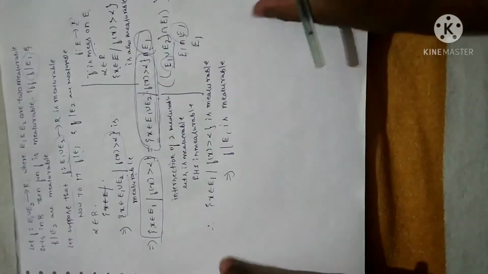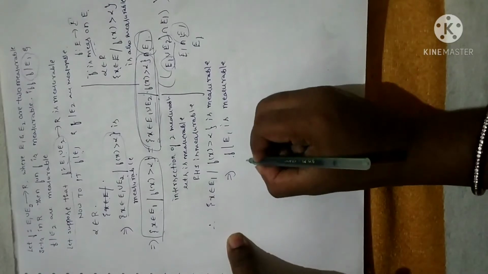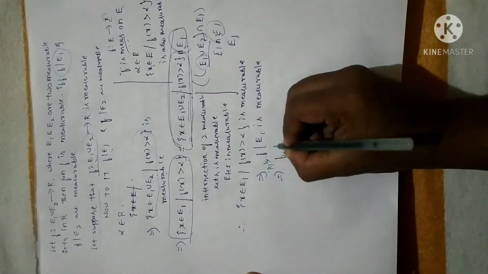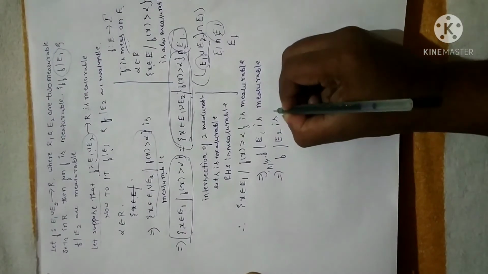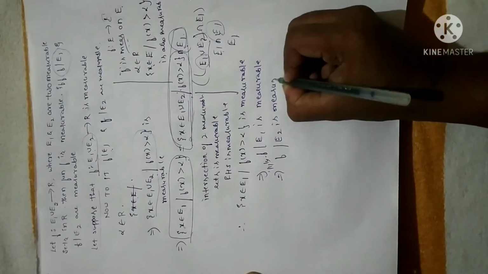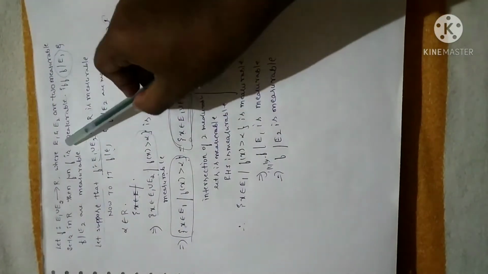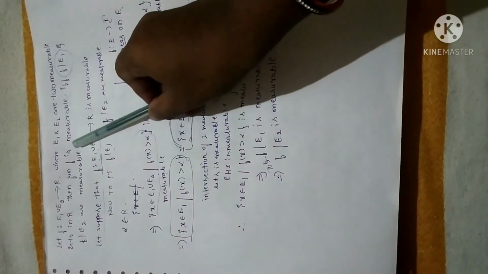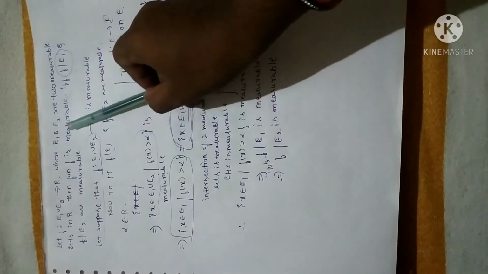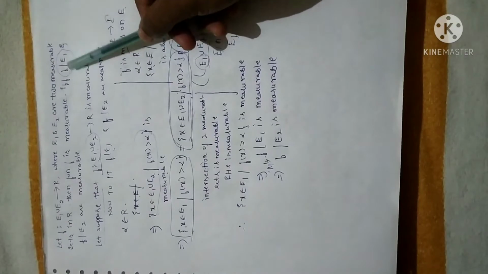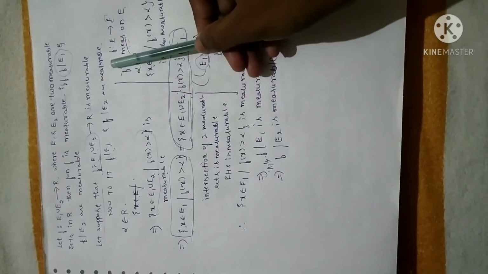Clear? Similarly, since I have proved it for the set E1, I can similarly prove that f restricted to E2 is also measurable. I am just repeating once again. First I have taken the given statement, that is f is measurable. So f from E1 union E2 to R is measurable. Now I am going to prove f restricted to E1 and f restricted to E2 are measurable.